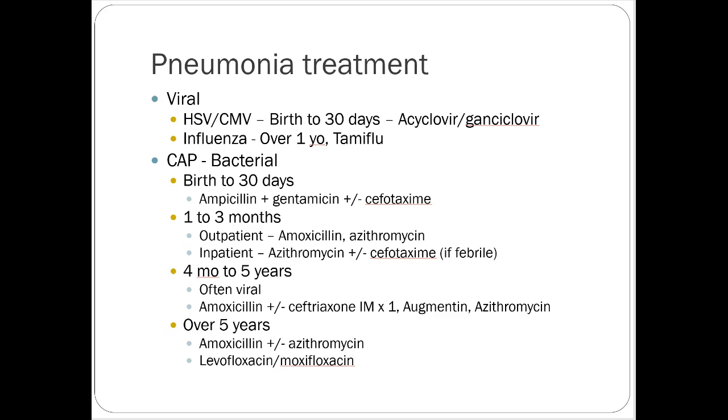4 months to 5 years old, often viral, but you can do amoxicillin plus maybe ceftriaxone IM. And then sometimes you can use augmentin if you want to, or azithromycin. So there's a couple other options. It's pretty much the same set of stuff, but you can get a little bit more broad spectrum with the augmentin or the ceftriaxone. And then over 5 years, you're looking at kind of a similar treatment strategy to adults. So amoxicillin plus azithromycin, levofloxacin plus moxifloxacin.